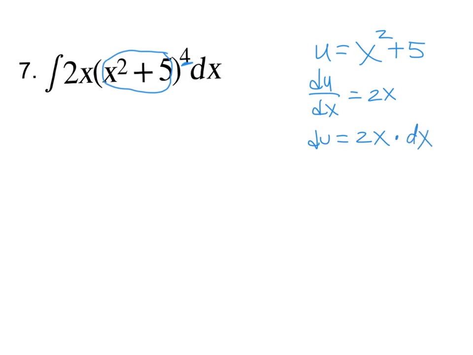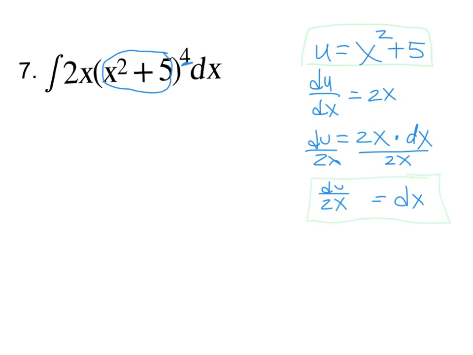And then we're going to solve for dx to get dx by itself. So I'm going to divide by 2x. Right. So dx equals du over 2x. All right, so now we decided our inside, right? I took my inside, and then I differentiated and solved for dx. So these are the two things that are most important. We are now going to make a substitution.